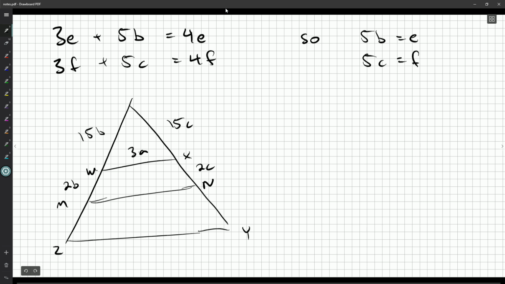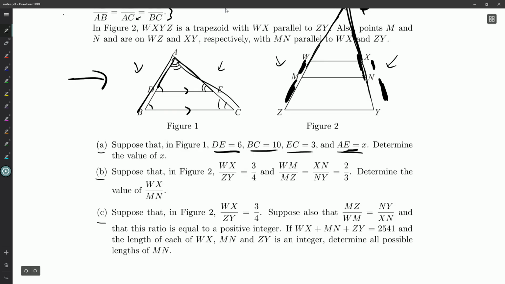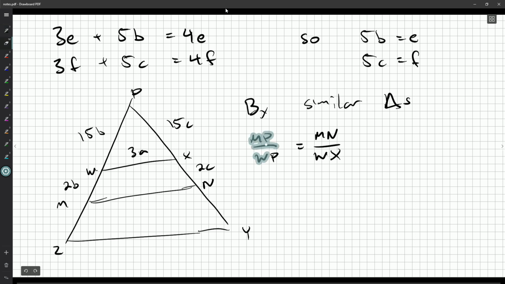Okay, but now, by similar triangles again, we can see that MP over WP must be the same as MN over WX. Is that the order we wanted, or is it WX? No, we want WX over MN. Okay, we'll do it the other way. WP over MP has got to be the same as WX over MN.